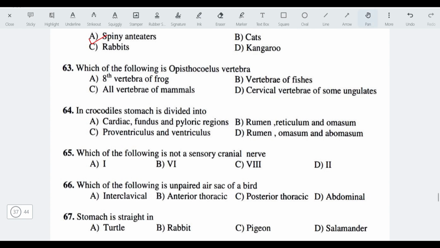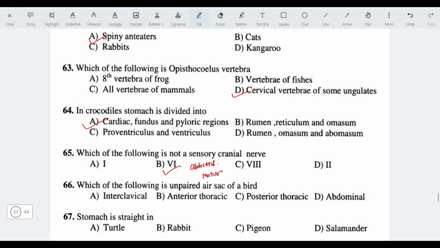Next, which of the following is opisthocoelous vertebrae? The correct answer is cervical vertebrae of some ungulates. Next, in crocodiles, stomach is divided into cardiac, fundus and pyloric region, like they are typical in vertebrates, right? Next question, which of the following is not a sensory cranial nerve? The answer is VI, that is abducens. It is not sensory, it is a motor nerve, right?